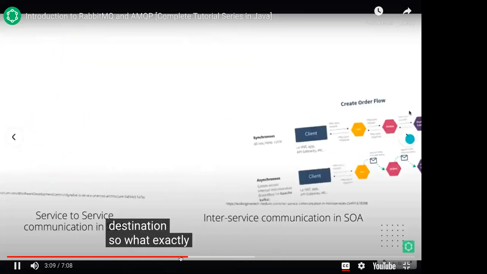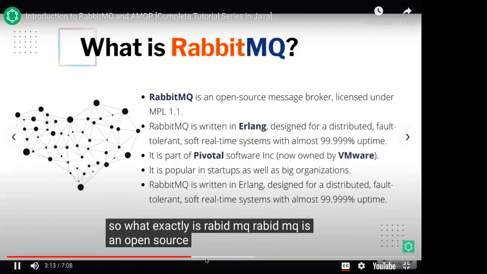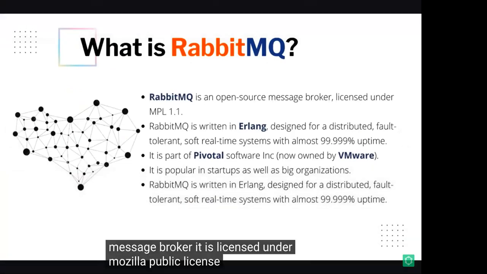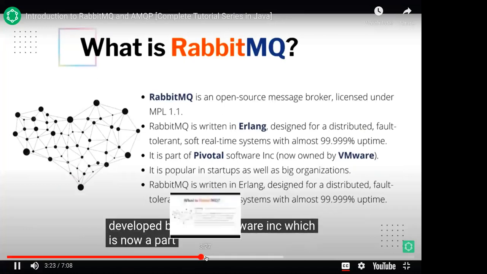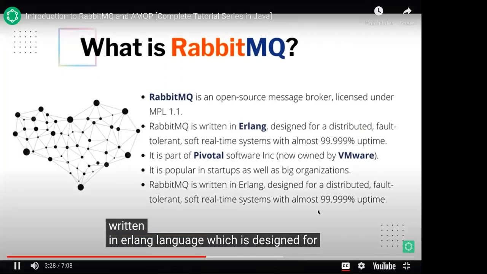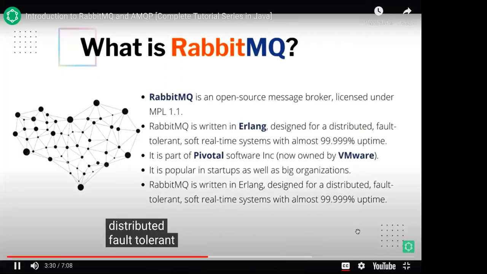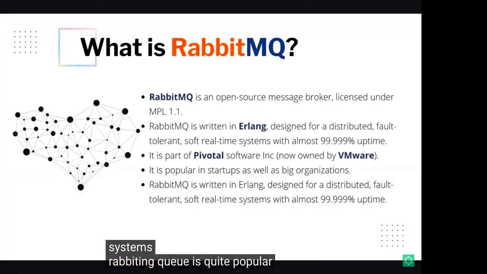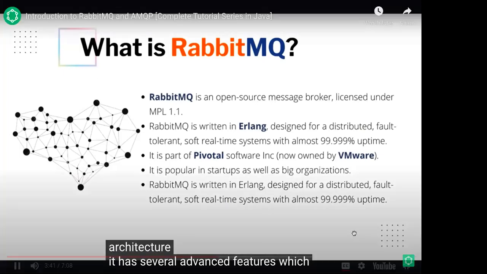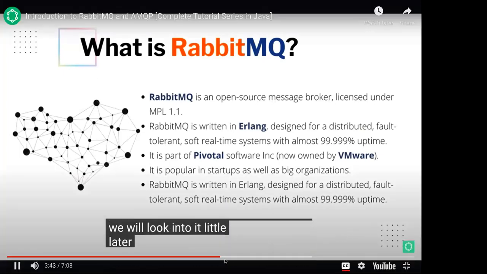So what exactly is RabbitMQ? RabbitMQ is an open source message broker. It is licensed under Mozilla Public License. It was originally developed by Pivotal Software Inc., which is now a part of VMware. RabbitMQ is written in the Erlang language, which is designed for distributed, fault-tolerant, and soft real-time systems. RabbitMQ is quite popular, specifically in microservices architecture. It has several advanced features, which we will look into a little later.